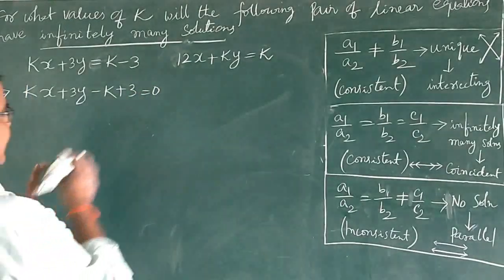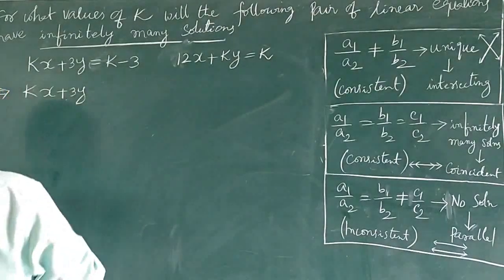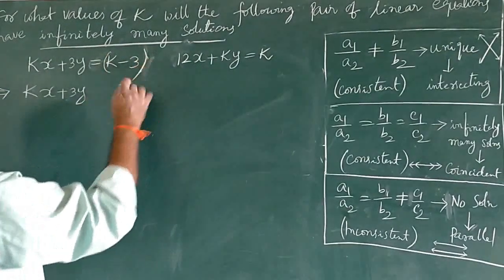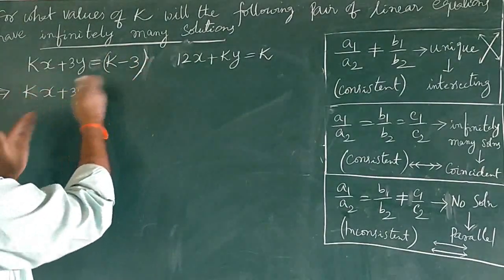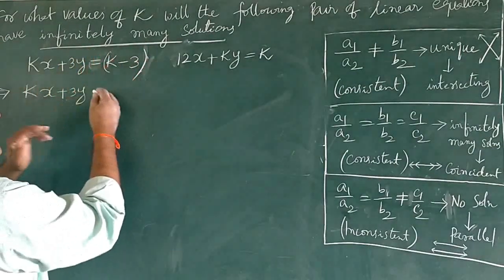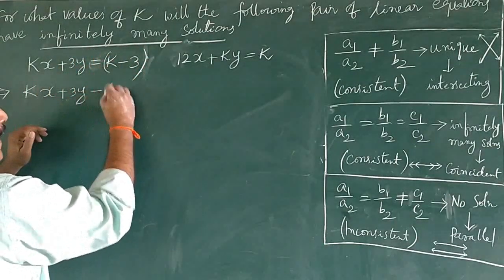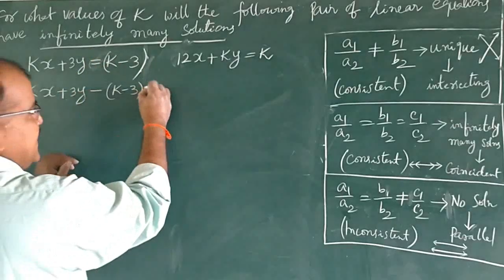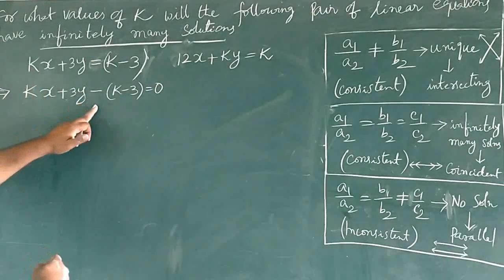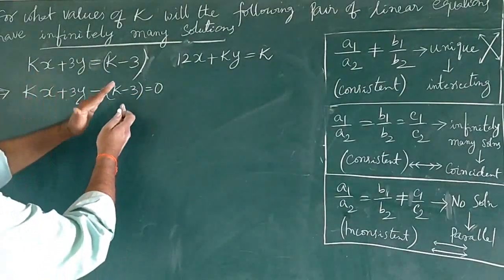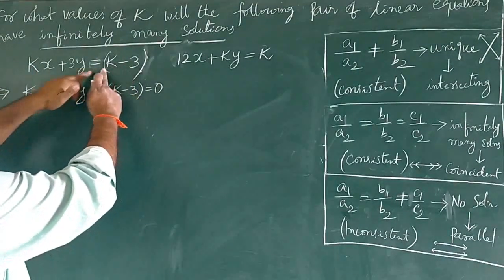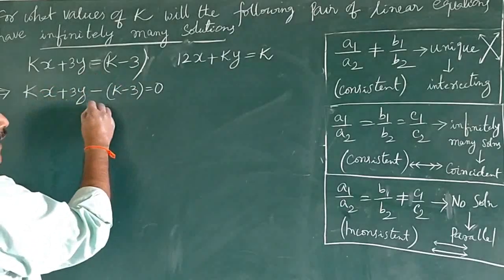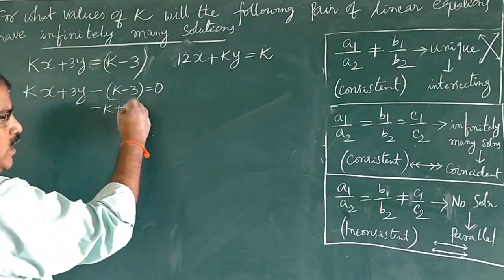Better don't transpose like this. This is a binomial, that's why you transpose the full binomial. This is plus of k minus 3. You can write minus of k minus 3 is equal to 0. The plus k minus 3 will be transposed to that side as minus k minus 3. If you simplify, minus k plus 3 only will come.